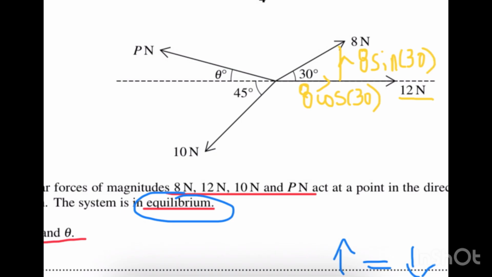Similarly, this 10 newton force will have a leftward component and a downward component. The downward component will be 10 sin 45, and the one acting leftwards will be 10 cos 45.